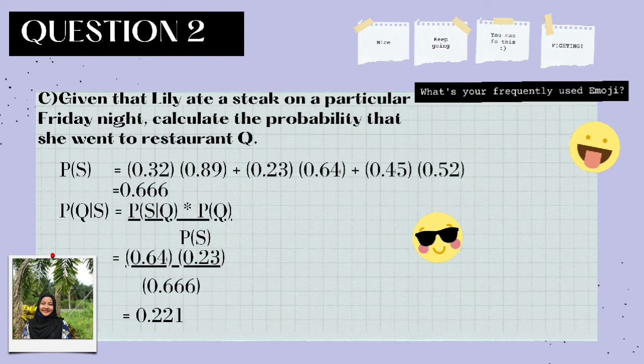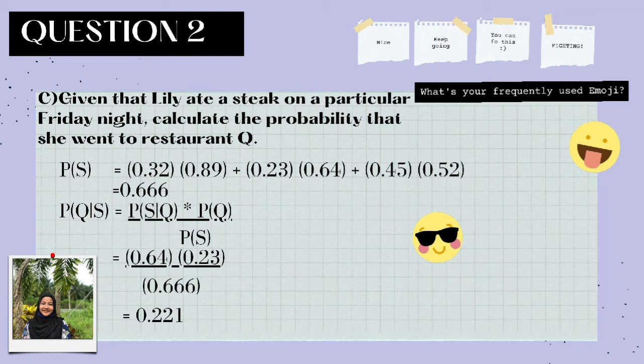C. Given that Lily ate a steak on a particular Friday night, calculate the probability that she went to restaurant Q. Firstly, we need to find the probability that she will order a steak. So we use the same method as before, but we change the chicken chop to steak. As we can see, 0.32 times 0.89 plus 0.23 times 0.64 plus 0.45 times 0.52, which gives us 0.666.